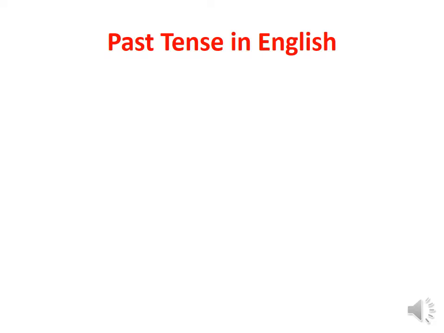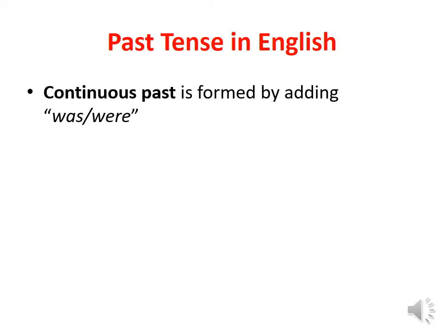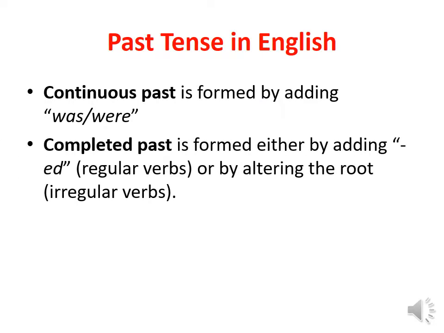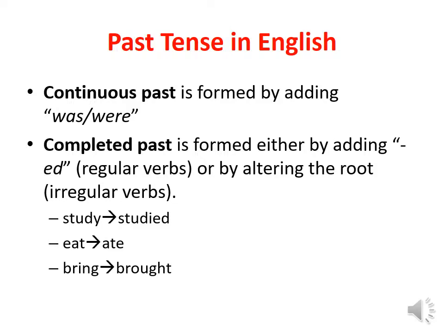Okay, the past tense in English. You can form a continuous past by adding was or were. And then we also have a completed past formed by adding usually ed if it's a regular verb, or by altering the root if it's an irregular verb. So two past tenses, two different aspects, continuous and completed. To form the completed past, adding ed, we get study in the present, studied in the past. But if it's an irregular verb, we go eat to ate, bring to brought.